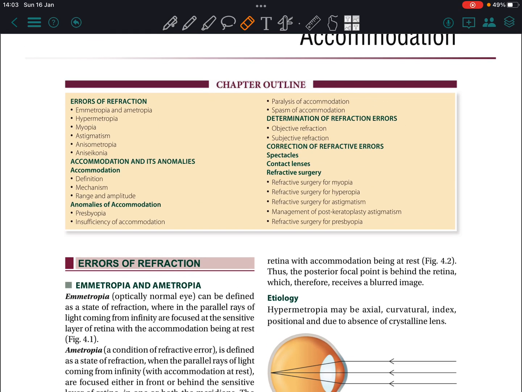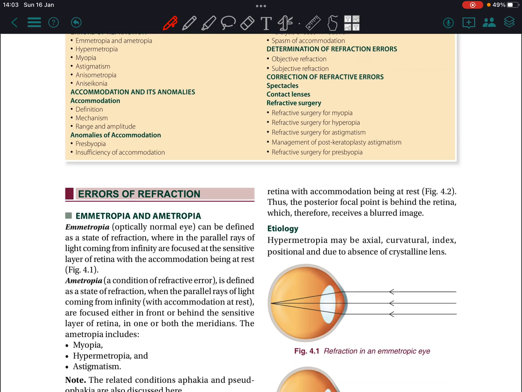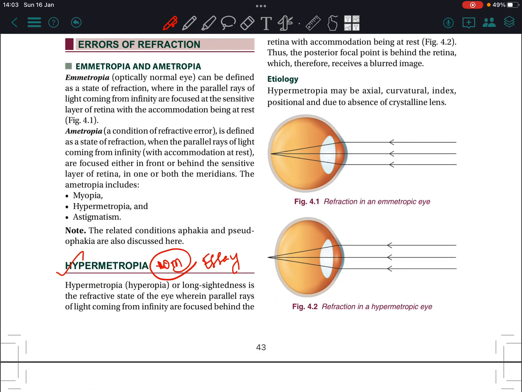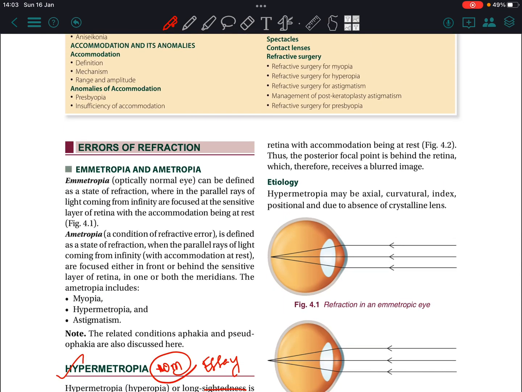Today we will see about errors of refraction. Errors of refraction and accommodation. First, let's see about hypermetropia. Hypermetropia or long-sightedness is the refractive state of the eye wherein parallel rays of light coming from infinity are focused behind the retina with accommodation being at rest.